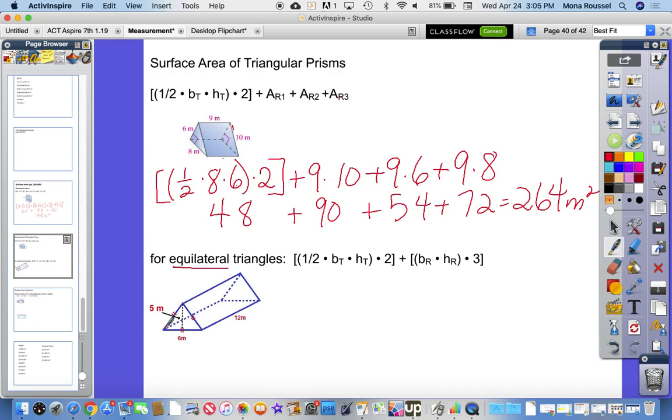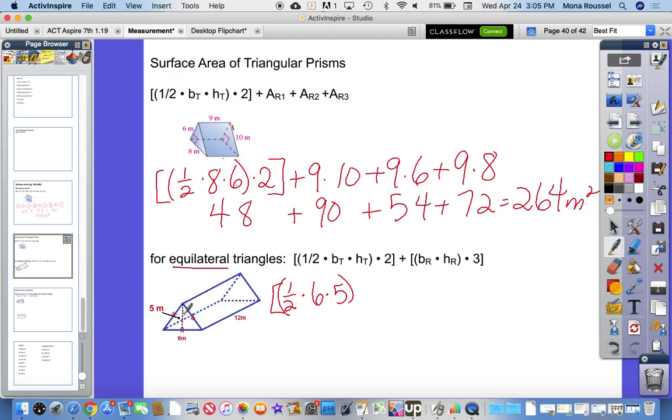Now what we mean by an equilateral triangle is that in this triangle all 3 sides are the same length. You see this is marked as 6 meters, and then these dashes tell us that all 3 sides would be the same. So I'm going to do the area of the triangle the same. I'm going to do half of the base of the triangle, which is 6, times its height, which is 5.